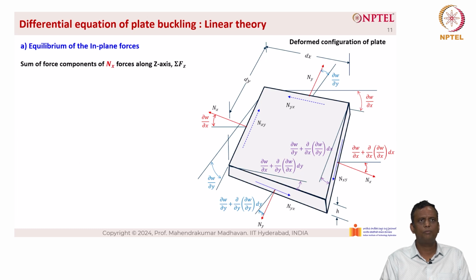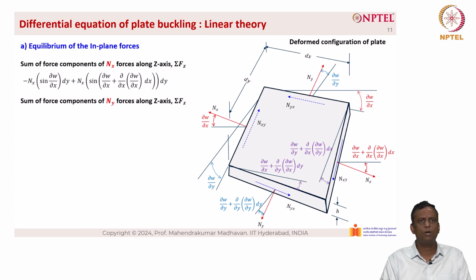Now, look at the sum of force components of Nx forces along the z axis, which is sigma Fz equal to 0. For the vertical component, instead of cos, it becomes sine. So, we have these components in the form of sine. Now, we have minus Nx into sine of ∂w/∂x into dy. The minus sign is given because it is opposite to the positive z direction. So, we have minus Nx into sine of ∂w/∂x into dy plus Nx into sine of ∂w/∂x plus ∂/∂x of ∂w/∂x into dx, into dy.